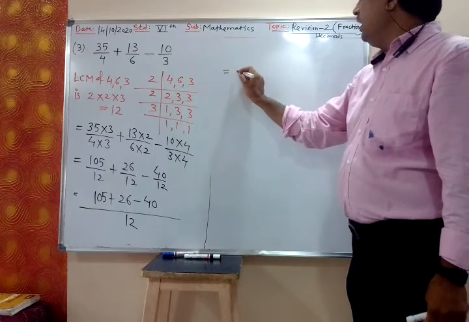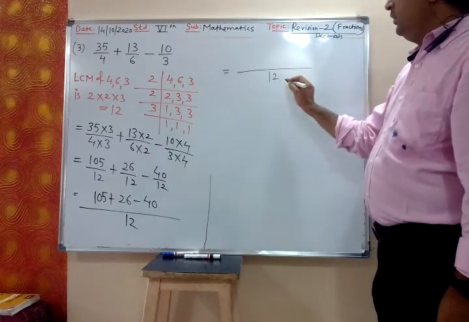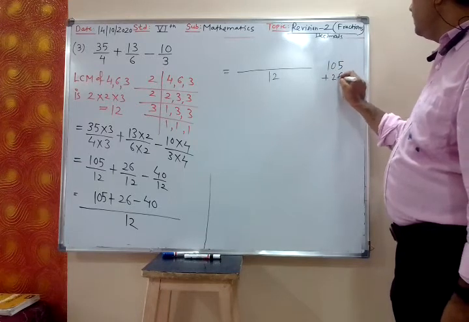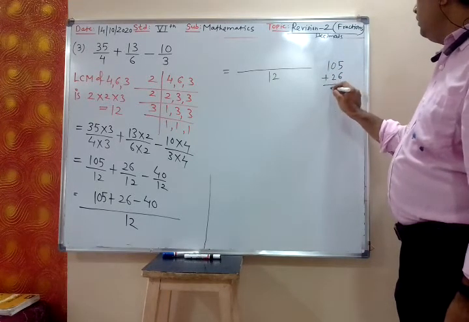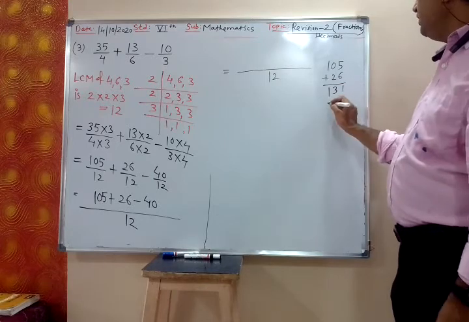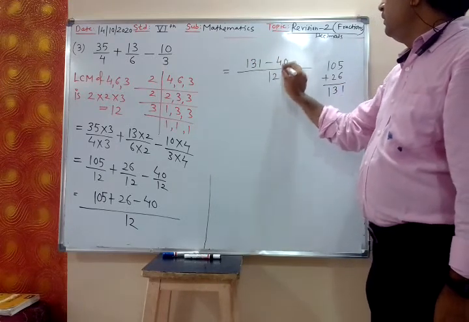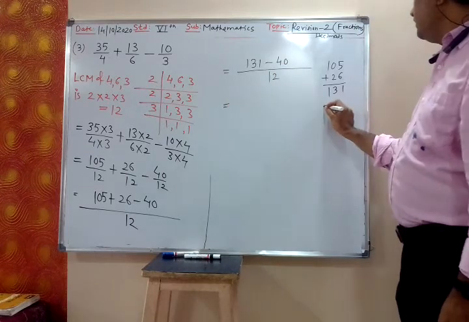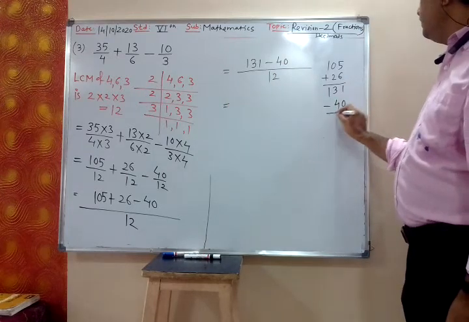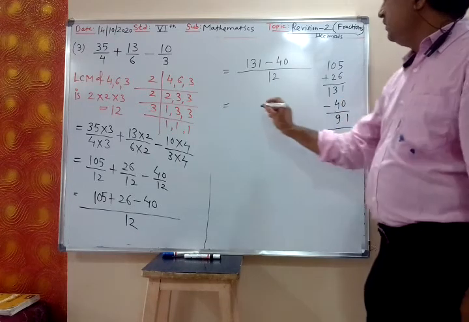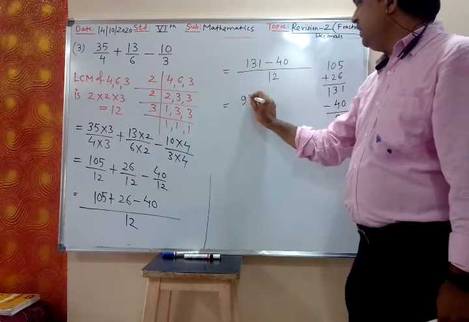Now 105, we have to add 26. So 105 plus 26 is 131. Then I have to subtract 40 from 131. 1 minus 0 is 1, 13 minus 4 is 9. So it is 91 upon 12.